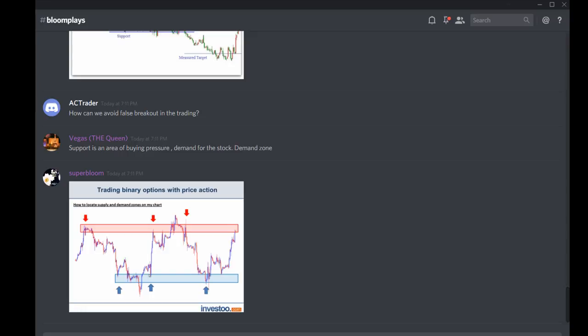The reason why it's called demand is we want this. We demand it. We want to buy it. We want to accumulate it here. Is that a good definition? Resistance is where the selling pressure is sitting, right? It's where people want to sell. People want to distribute their supplies. They want to let go of their stock.